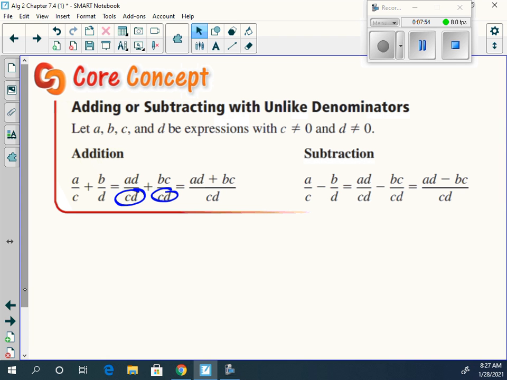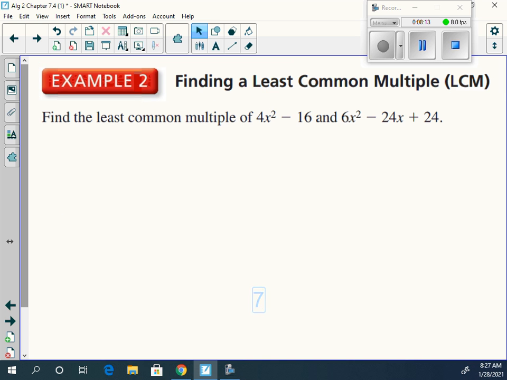Now, whenever we make the denominators be the same, we want to get the smallest possible number or expression for that. Because anything bigger will work, but we'll have to pull whatever common factors are back out. So to do this here, we need to find the least common multiple. Because the least common multiple is going to be the smallest number that both things would be the same.